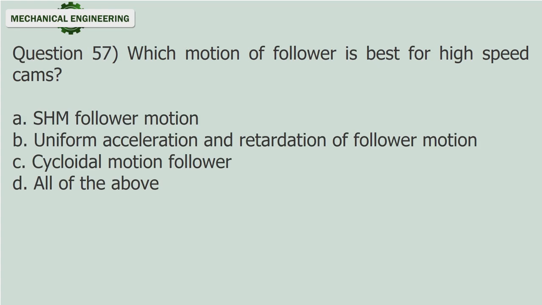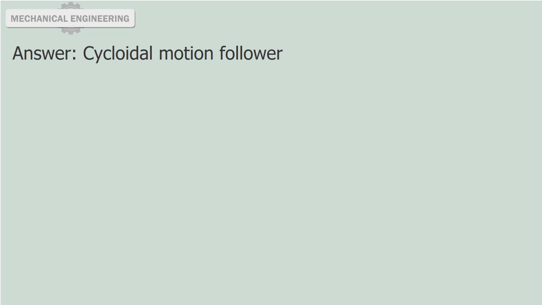Question 57. Which motion of follower is best for high speed cams? A. SHM follower motion. B. Uniform acceleration and retardation of follower motion. C. Cycloidal motion follower. D. All of the above. Answer: cycloidal motion follower.